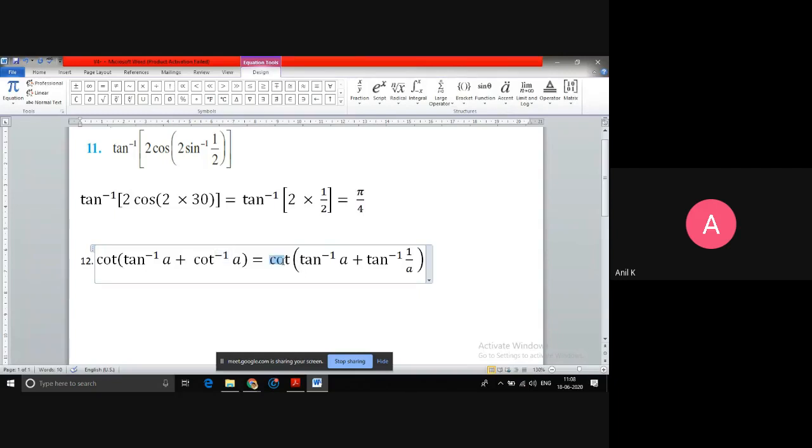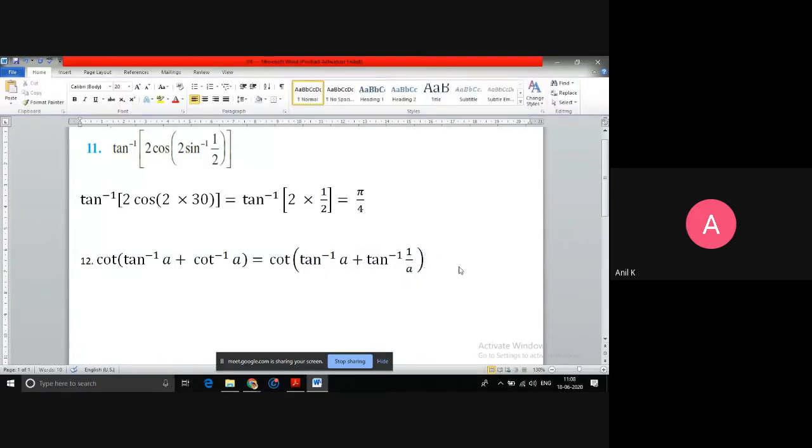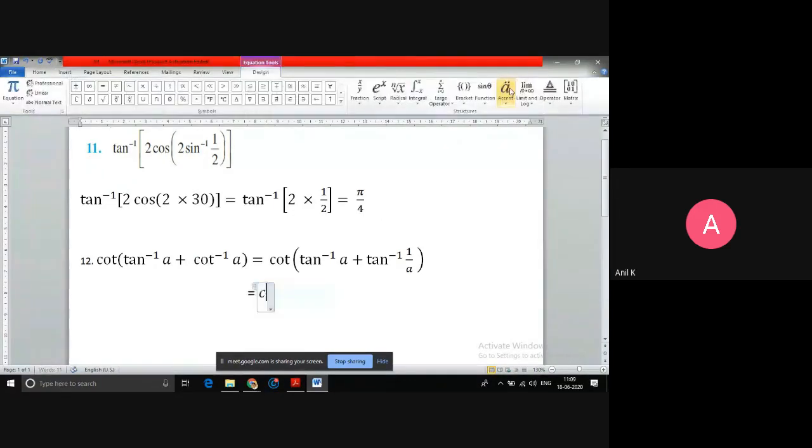Sir, you said it is cot and we convert each and everything into cot inverse, but we are converting into tan inverse. We'll do that in the last step. Now the next step is going to be, let's see how it will change, which is equals to, let me put the equation. So it is going to be cot.